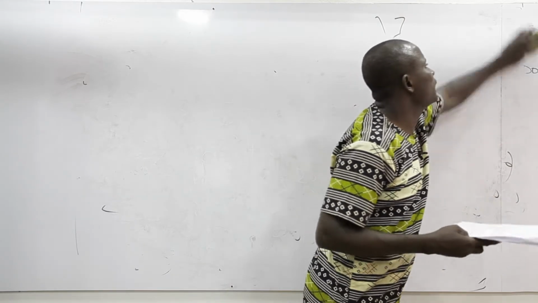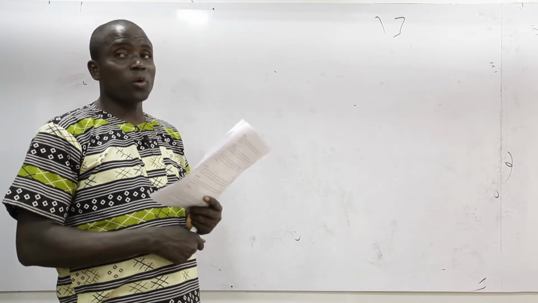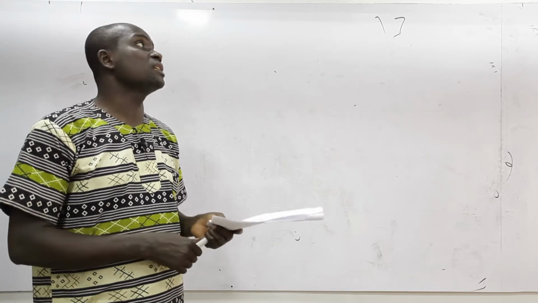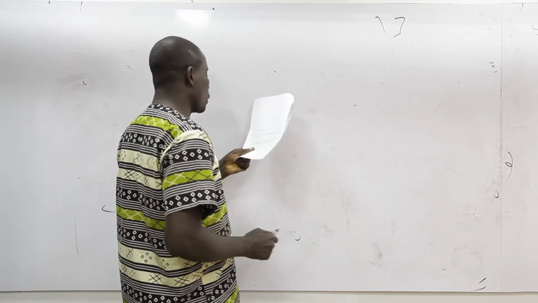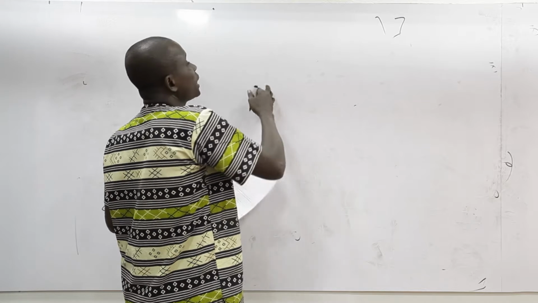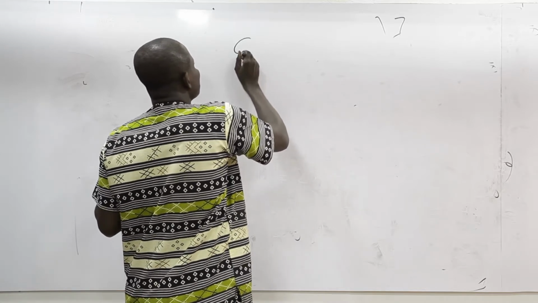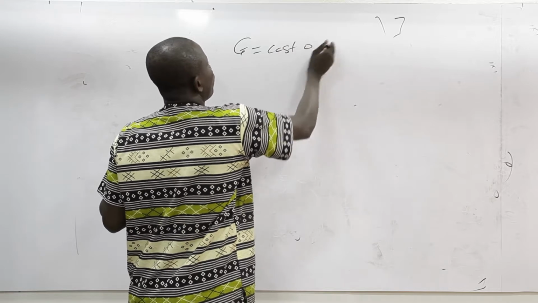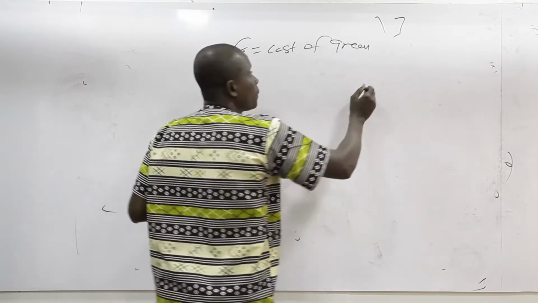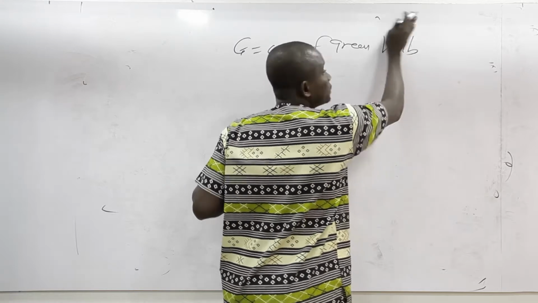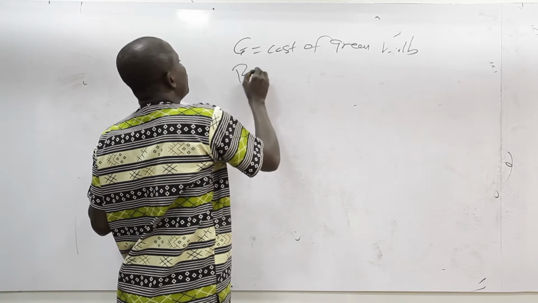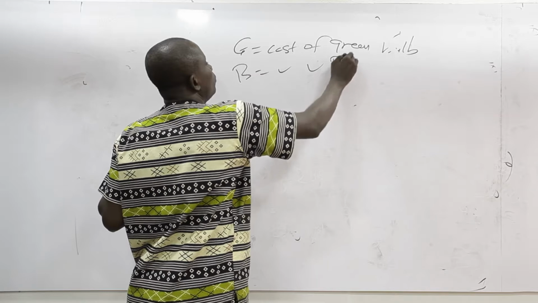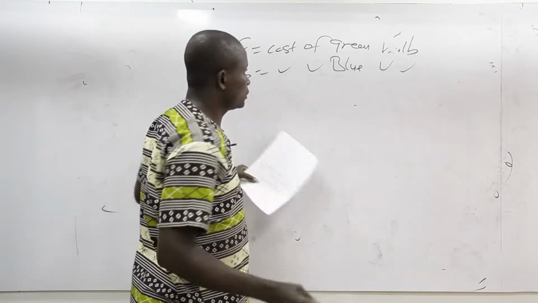This is a very interesting question. Now, why are we asking you which of the 2 balls is more expensive? If you don't know the cost of them, that means you have to finish calculating before you know the one which is more expensive. So, as usual, let G be the cost of a green ball, and let B be the cost of a blue ball.